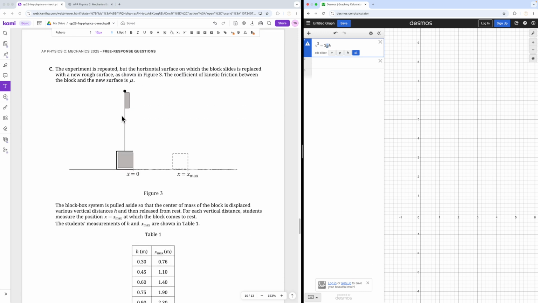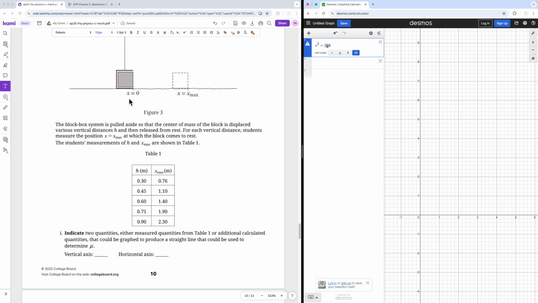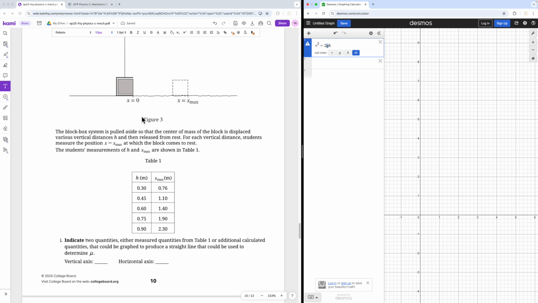So we're repeating this experiment, but it's no longer a smooth surface, it's actually rough. We have a value of mu. The coefficient of kinetic friction between the block and the new surface is mu. And the block-box system is pulled so that the center of mass is displaced various distances h, and we measure the max position it reaches. And we're trying to find mu.